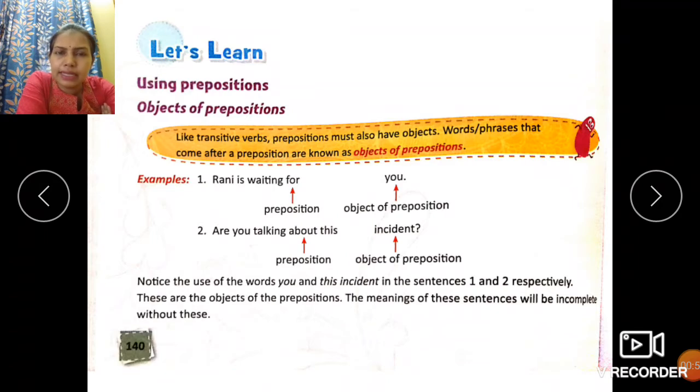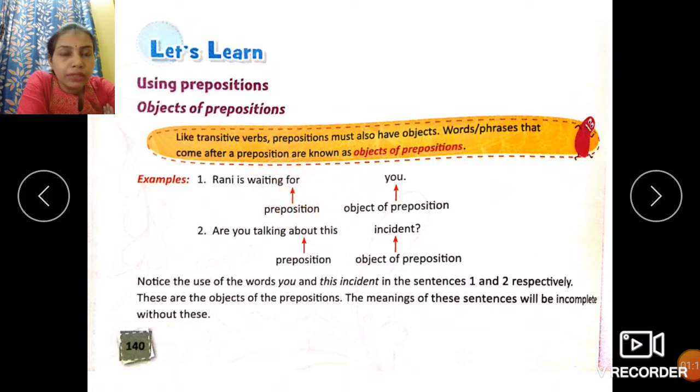Let's discuss some examples. Rani is waiting for you. Here, for is the preposition that you can see. Rani is waiting for whom? For you. So, you here is the object of the preposition for.